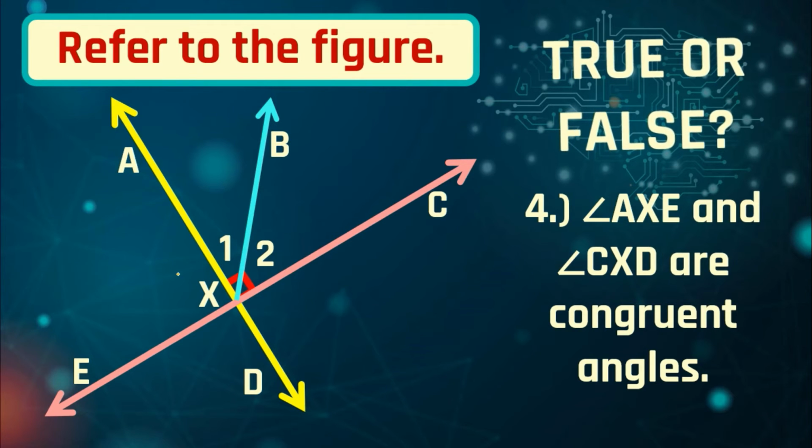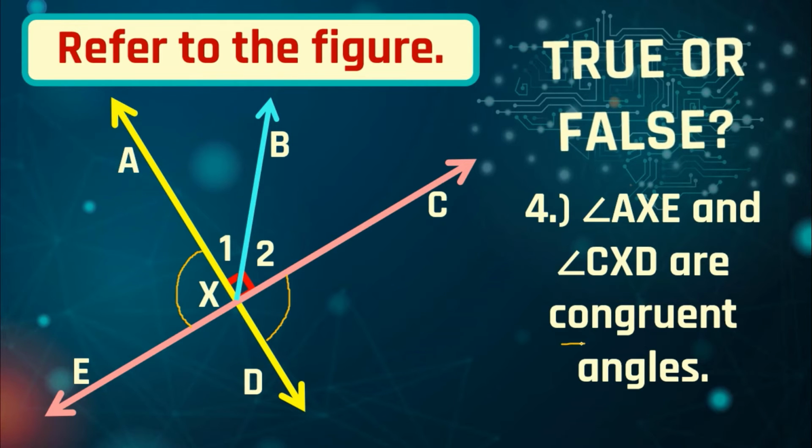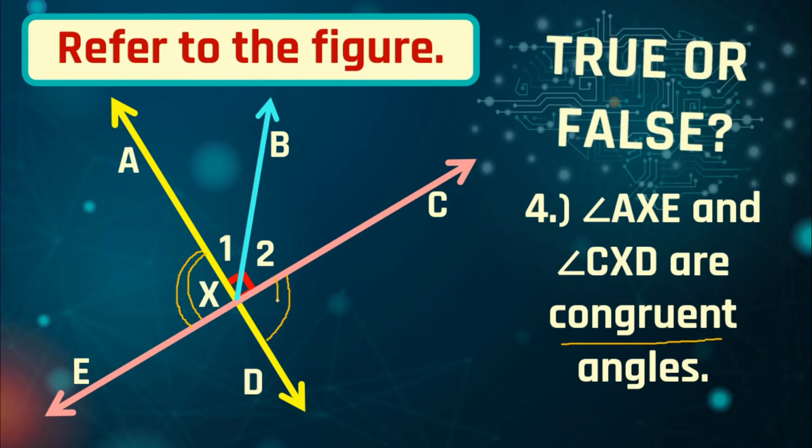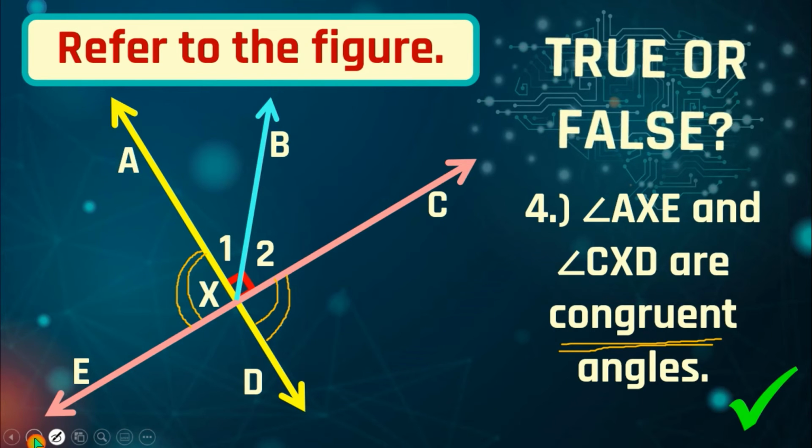Okay, so clearly we can say that this is our angle AXE and our angle CXD. Are they congruent angles? What's your answer? Right, they are congruent angles. Remember, this angle AXE and this angle CXD are vertical angles, and all vertical angles are congruent angles. Okay, so the answer is yes. Right, now let's proceed to the next one.